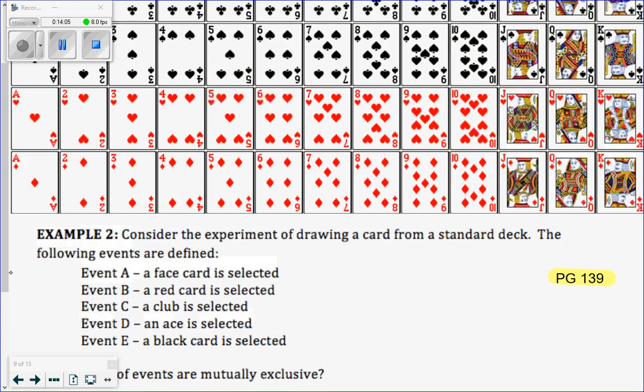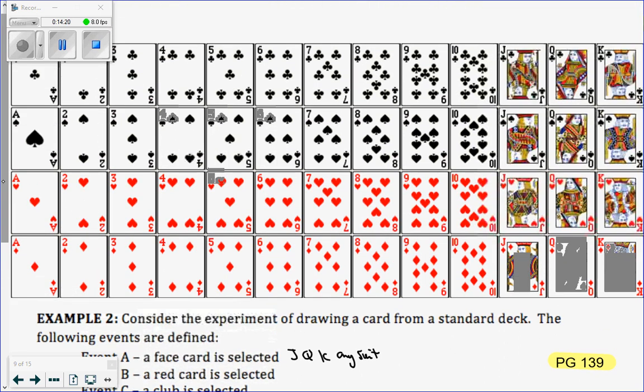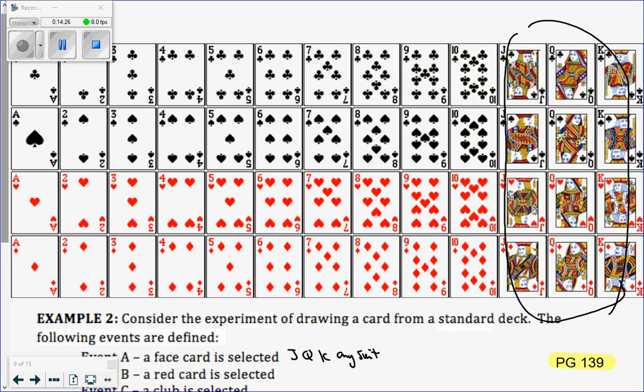Okay. So what I do is I usually just list out the elements of the set, just like we did in set theory. So a face card would be Jack, Queen, King, any suit. So essentially, it's any of these, right? That's A. A red card is selected. So a red card is selected would be any of those. Do they have overlap? Yes. So those 2 are not mutually exclusive.